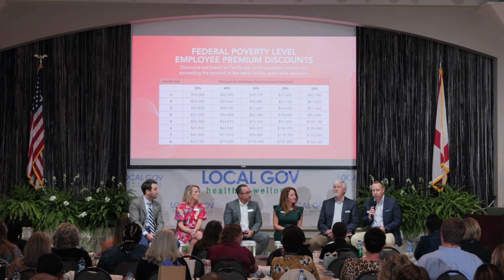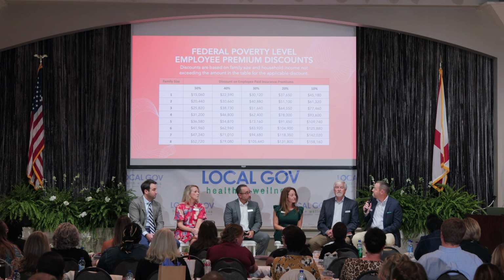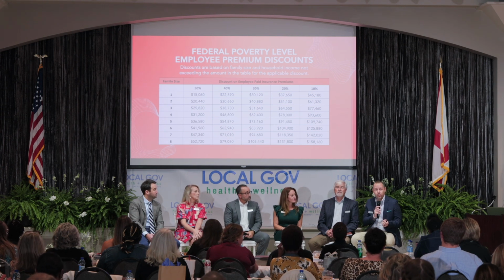Jason, I wanted to point out before we leave this slide that these federal poverty level discounts are updated every year. So this is the 2024 information. If you're interested in this program, make sure you Google federal poverty level guidelines, and you can find it on the internet pretty easily. It will show up just like this, well, without the discount information. But you will see the family size and the income in a chart similar to this.